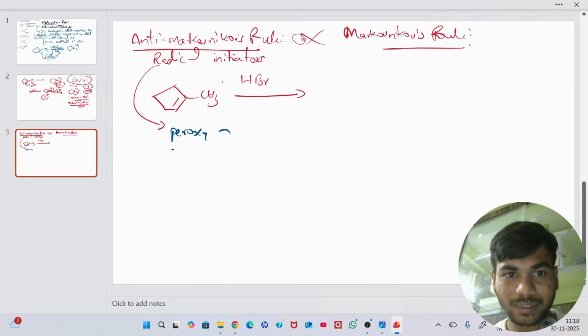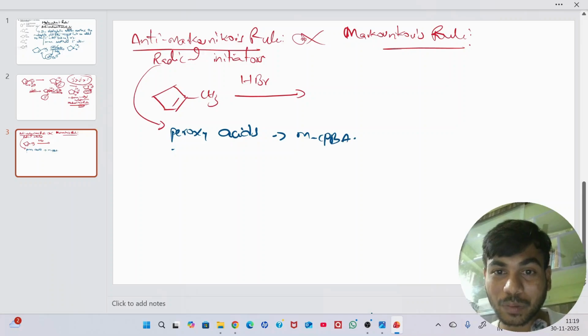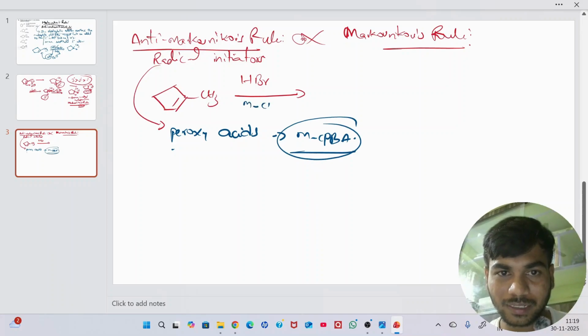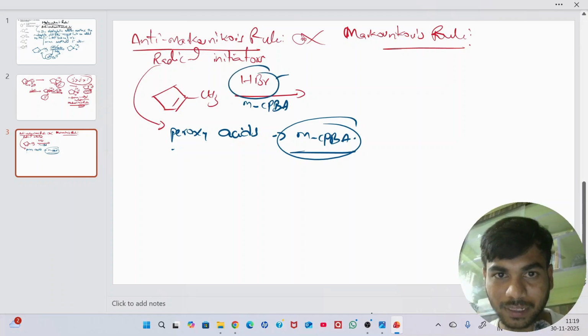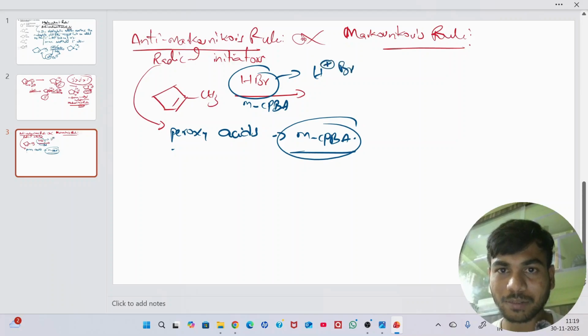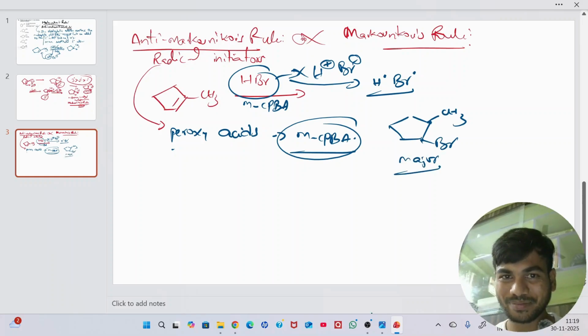peroxy acids like MCPBA, metachloroperbenzoic acid, which is given more popularly. So you can make an arrangement for this. In this case you will get HBr, and this HBr won't convert into H plus and Br minus. Instead, it will be converted into hydrogen radical and bromine radical. So quite opposite products will be expected. In the previous case we attacked the bromine over this center, but now it will be here, and this will be formed as the major product.